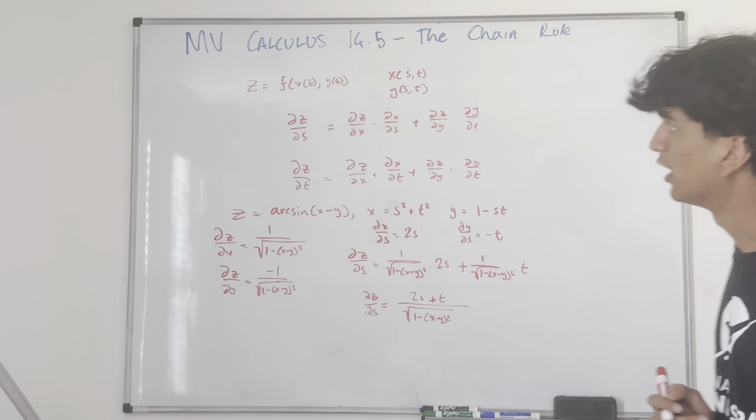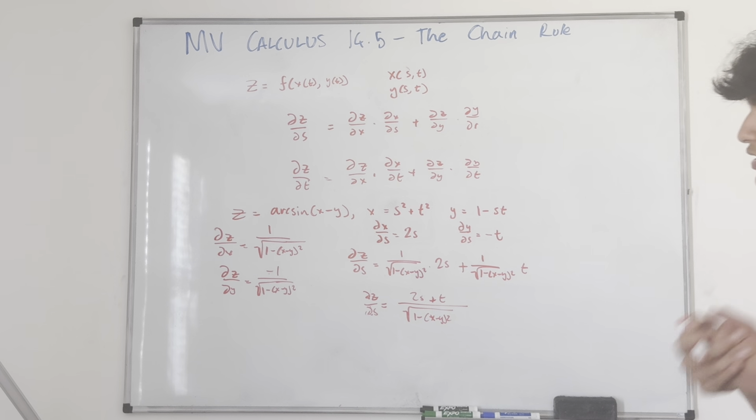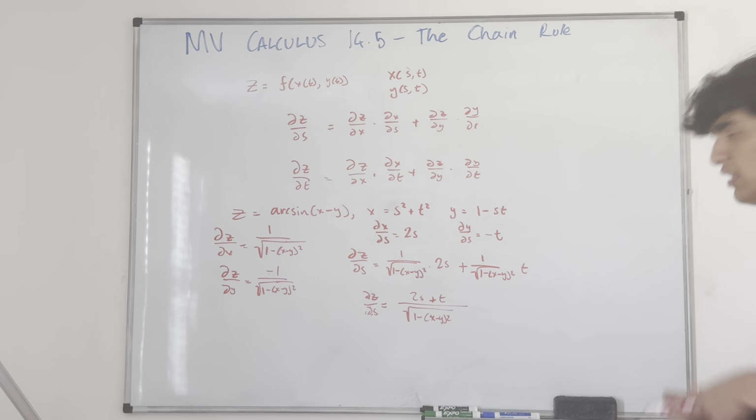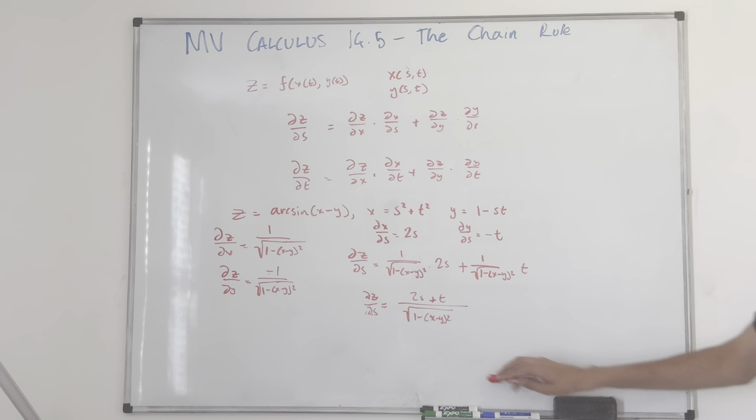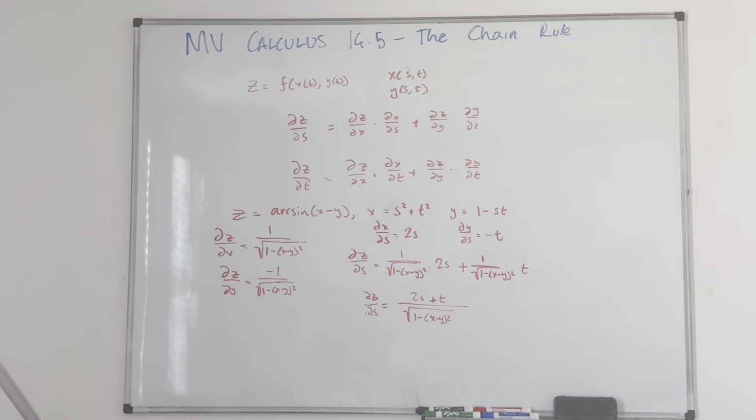chain rule. Try partial z partial t as a way to check your understanding, and then comment below. I can give you the solution if you need it. But yeah, thank you for watching. Hopefully this made sense and wasn't that crazy of an idea. I think this is kind of just like an application of what we've been learning so far.